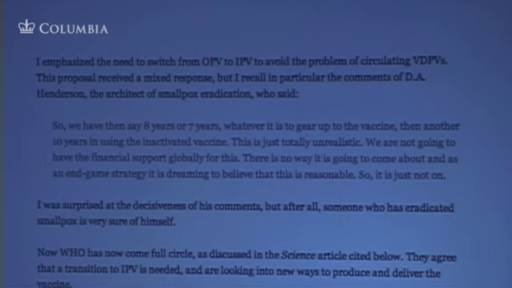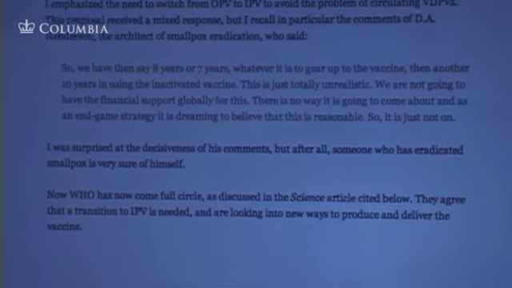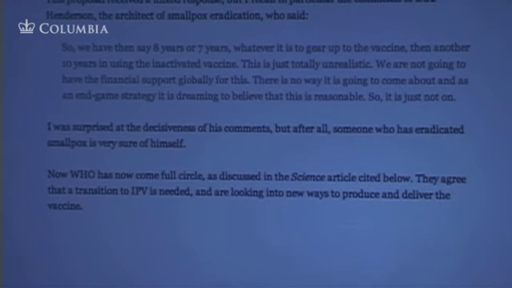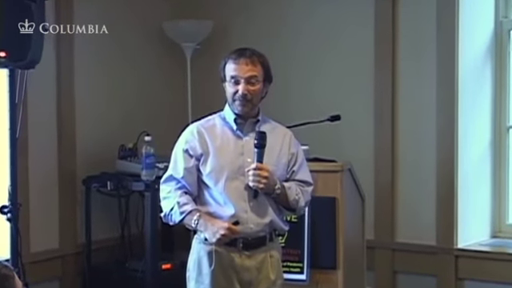So I was surprised because D.A. Henderson eradicated smallpox, so he must know, right? But now the WHO has decided that we need to transition to IPV, so it's going to happen somehow. So the moral is that when someone speaks forcefully, always look for what is behind that, I think. So D.A. Henderson now says, yeah, we have to use IPV, but when I got up and suggested it, he said it's not going to happen. So I thought that would be interesting to hear since he did talk to you guys.